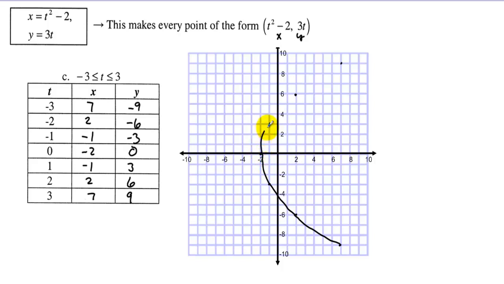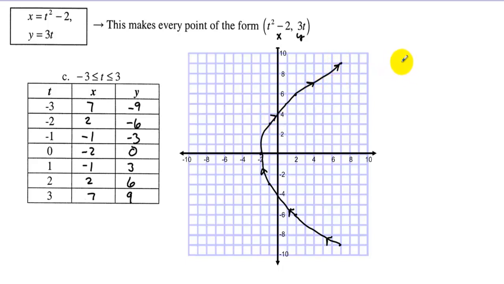I missed a little bit. There we go. And this should be a nice parabola. It's a little hard to draw with this tablet. But we also show the arrows. We can show direction with parametric equations. And this is the path that the equation follows right there.